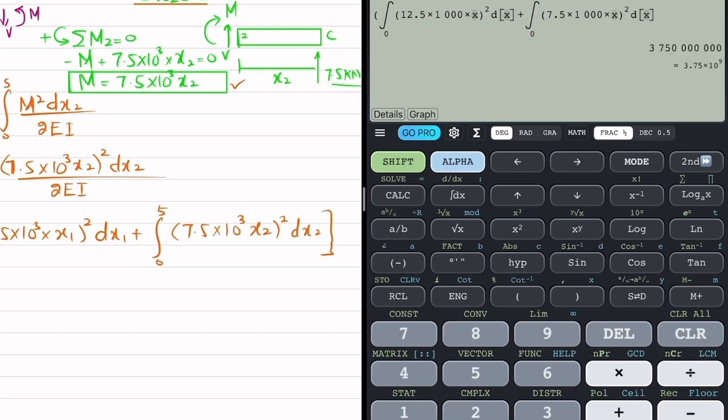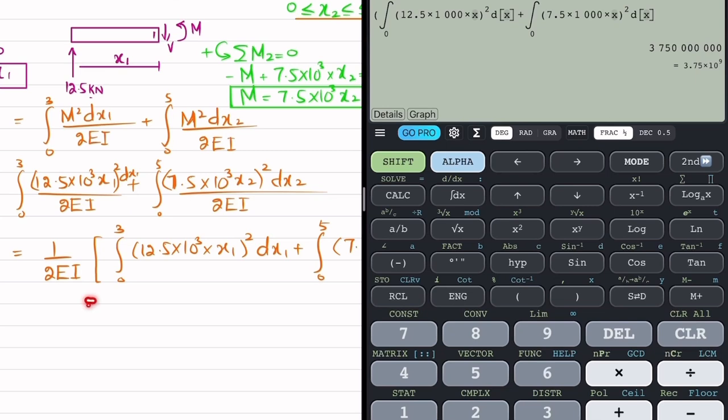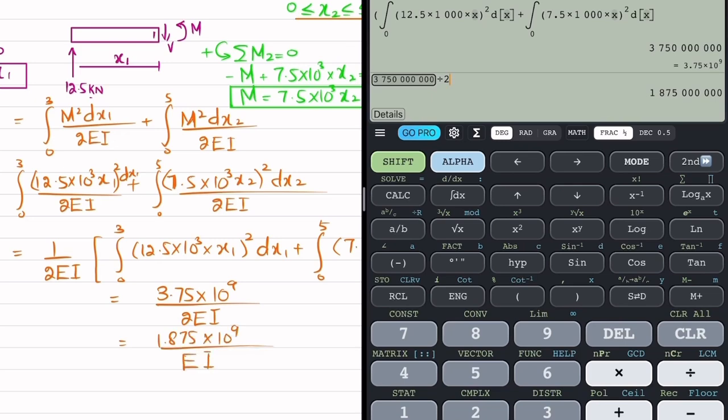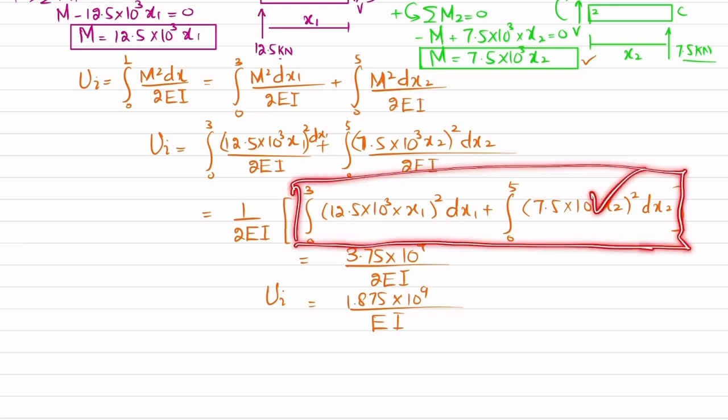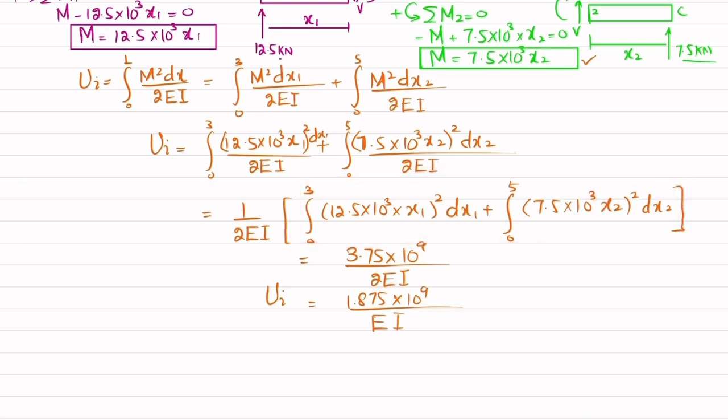When you solve this, it is equal to 3.75 into 10 to the power 9 divided by 2EI. Dividing the answer by 2 gives 1.875 into 10 to the power 9 divided by EI. That will be the strain energy due to bending. This is how we use this calculator. But again, you should solve this by using the integral, and if you feel any difficulty you can use the calculator. Clear? So this is the strain energy due to this moment.